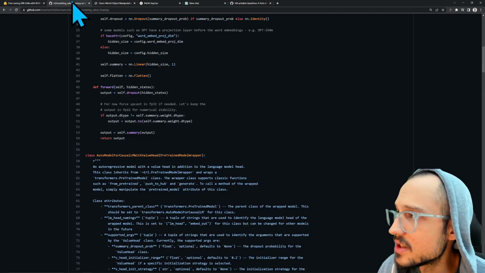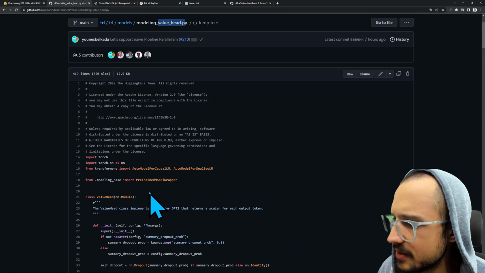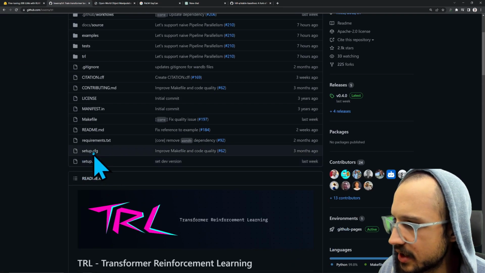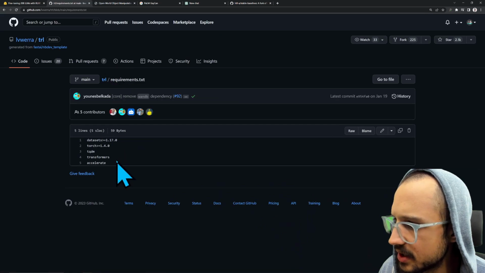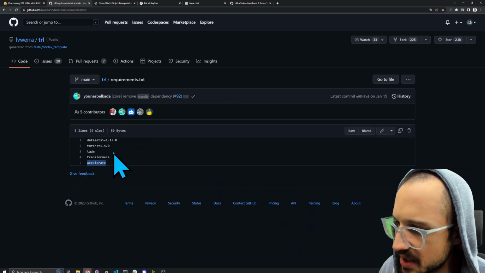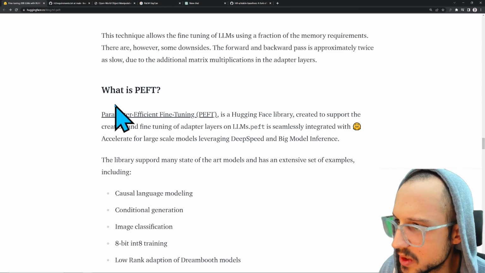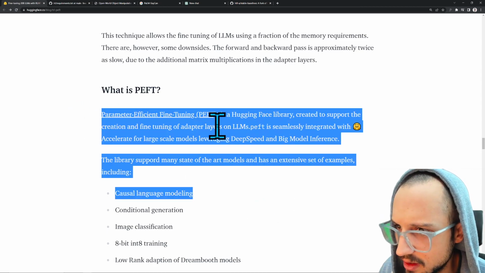Okay, so I think this is the Accelerate, probably. I think we went into their library here, and they had an Accelerate dependency here. I think that's probably what this is, if I had to guess.